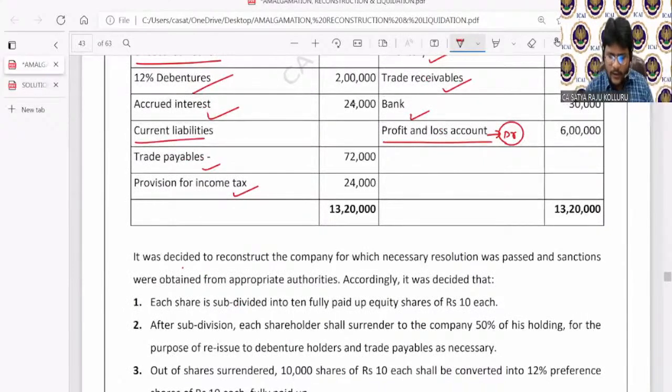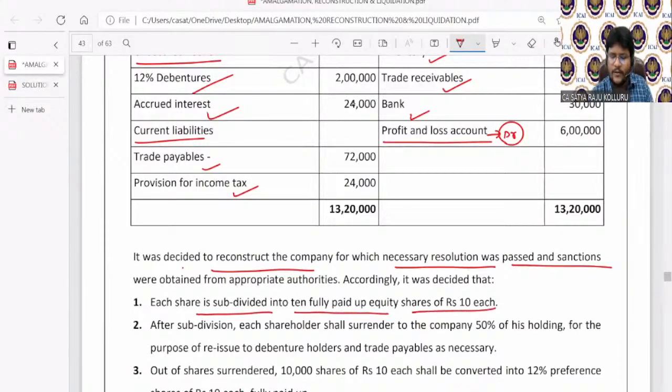It was decided to reconstruct the company, for which necessary resolution was passed and sanctions were obtained from the appropriate authorities. Appropriate authority means NCLT. Accordingly, it was decided that each share is subdivided into 10 fully paid up equity shares of rupees 10 each. You know the journal entry at the time of subdivision: equity share capital account at old face value to equity share capital account at new face value. There is no change in the paid up capital.